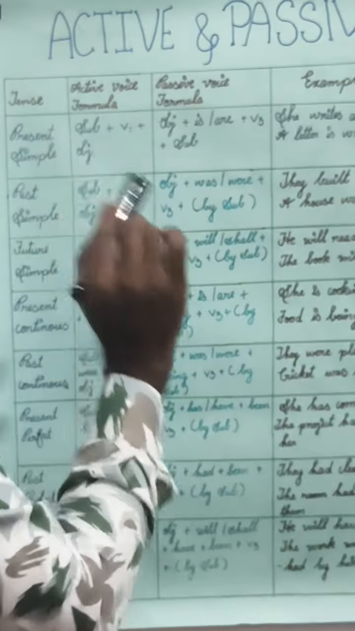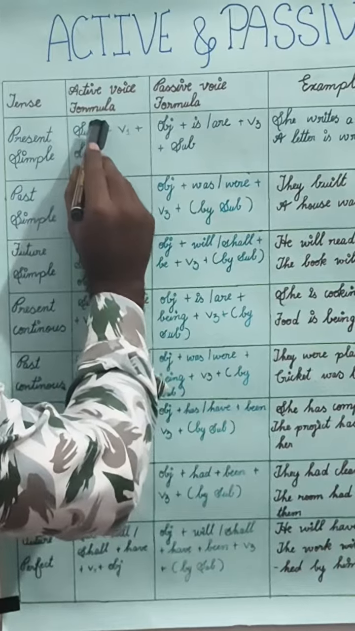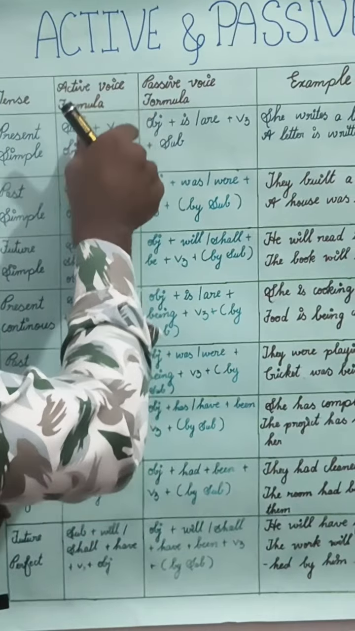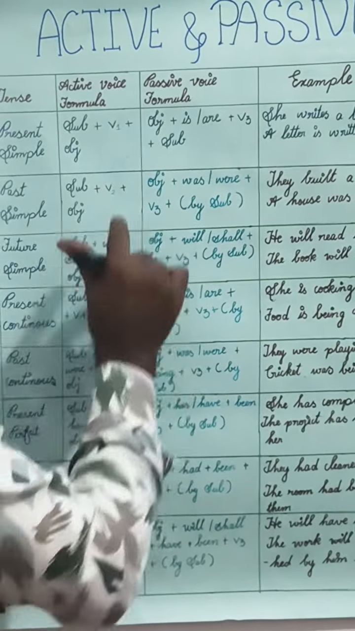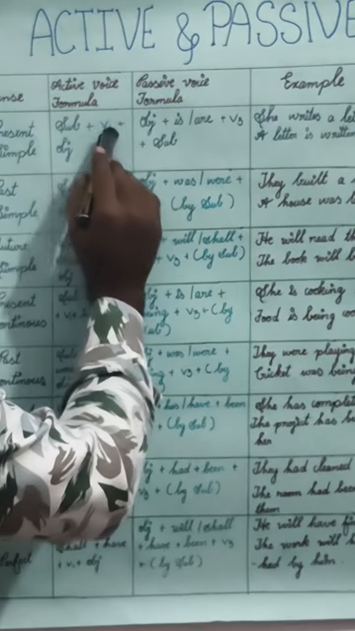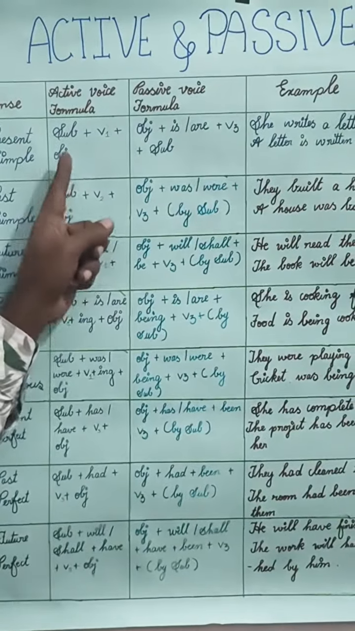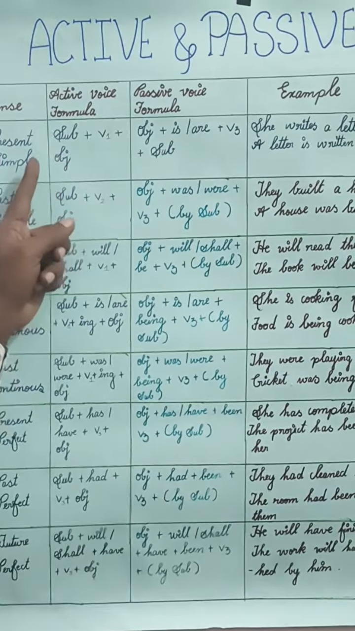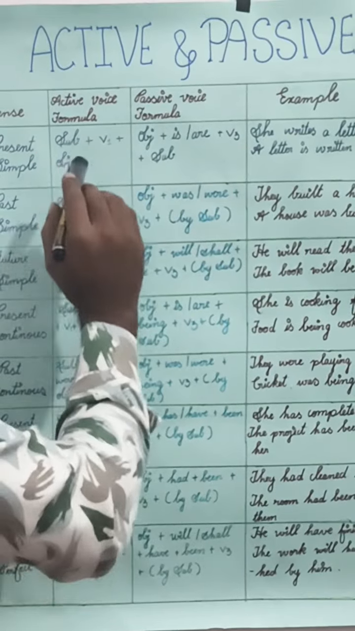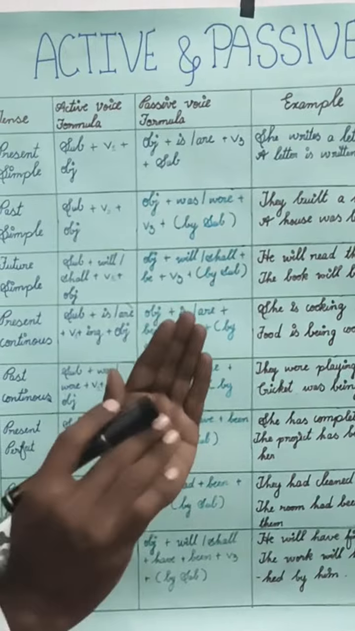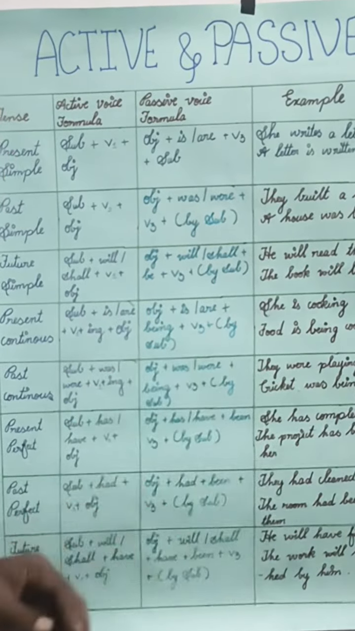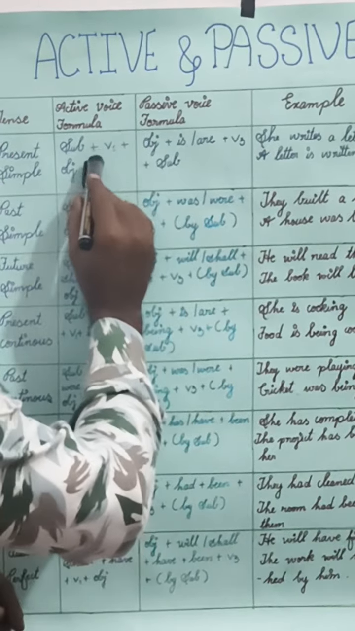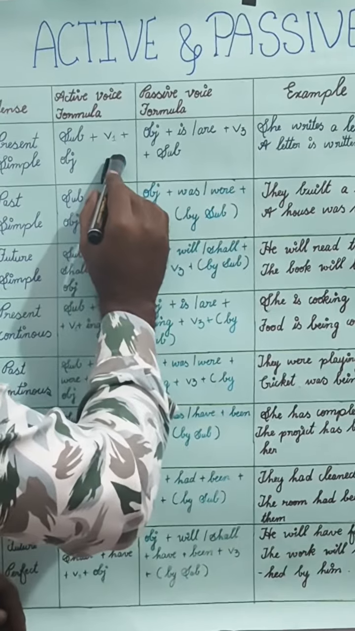Next point you have to note down. When we change active voice into passive voice, only the tense formulas we are writing here, so that we will convert into passive voice. So you can see, subject plus V1 plus object. That is a simple tense formula. You can see simple present tense: subject plus V1 plus object, along with that verb plus S or ES. So here in simple present tense we are using V1 only.